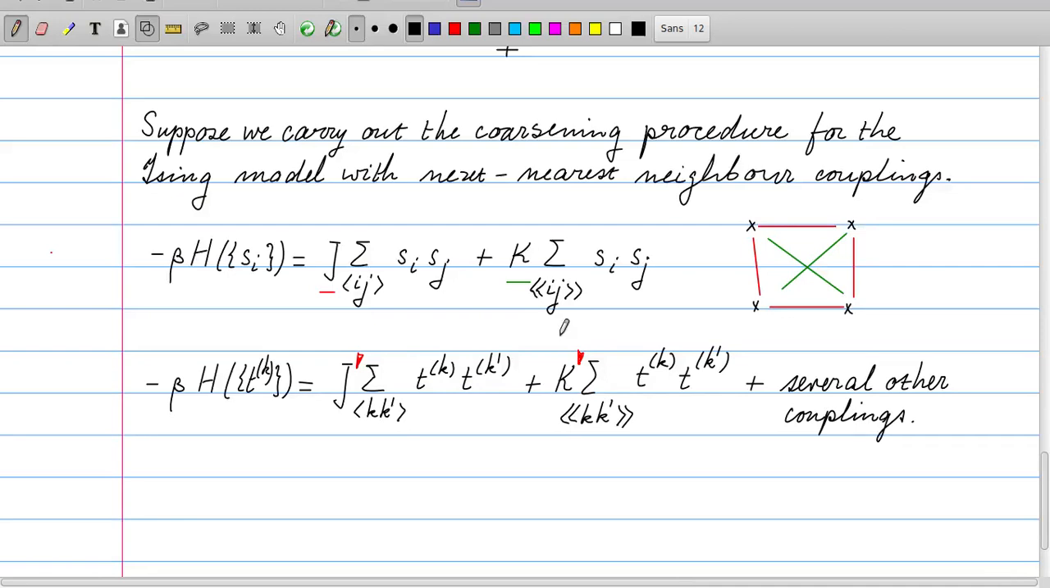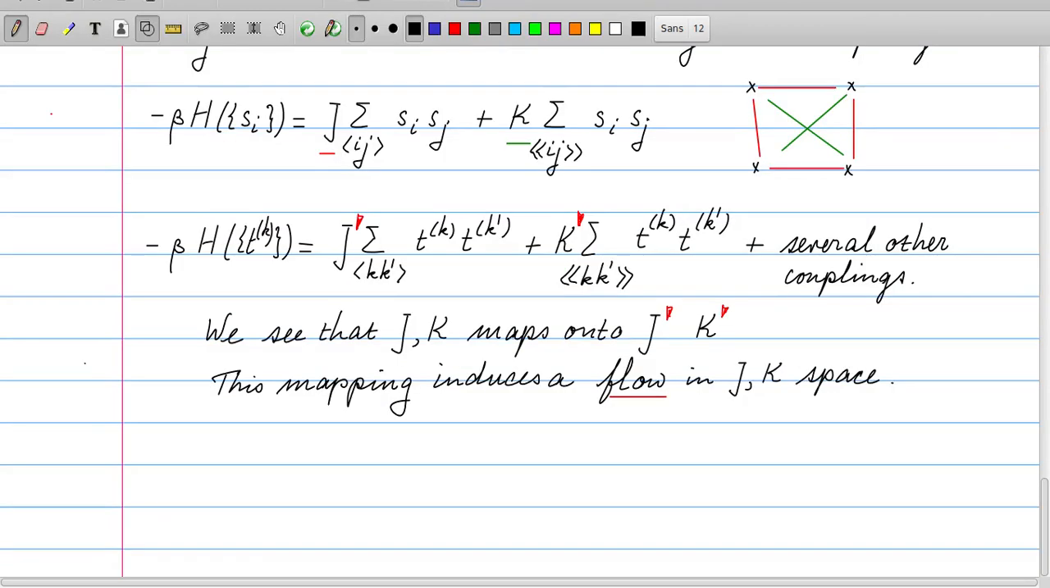And the same obviously holds for the K. So the J and the K map onto new values J primed and K primed. And given the fact that such a mapping exists, it means that when we start from a point (J, K) in the JK space, the renormalization transformation will map us onto new values J primed and K primed, and that gives a flow. So from each point we move to another one, and then we move again to another one if we carry out another renormalization transformation, and so we move from point to point.